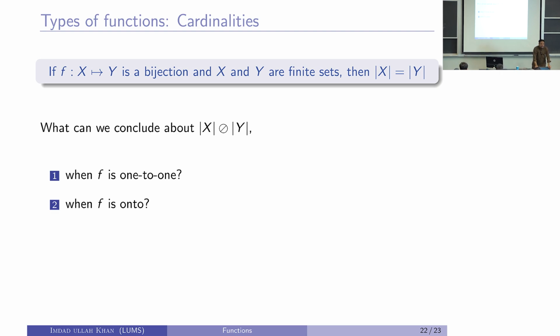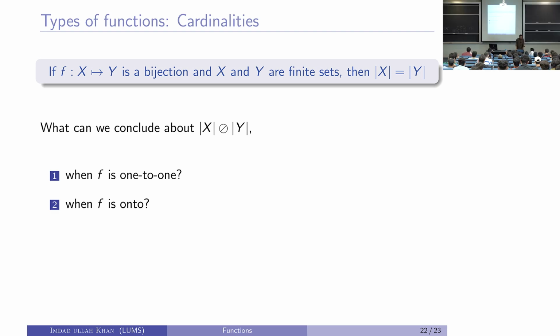What can we say when a function from X to Y is onto? What should be the cardinality of this? 100 people were allotted rooms, and no room is empty. How many rooms must there be? At most the number of students. The cardinality of Y is less than or equal to the cardinality of X.